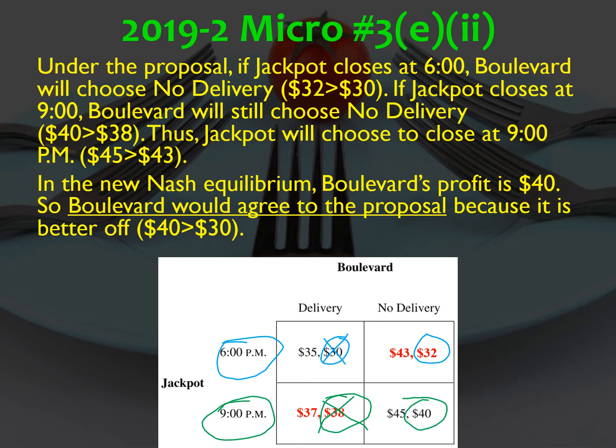So in the new Nash equilibrium, Boulevard's profit is 40 bucks because Boulevard now has a dominant strategy of no delivery. If Boulevard chooses no delivery, Jackpot is going to choose to close at 9 o'clock. So Boulevard would agree to the proposal because under the old Nash equilibrium, they were only going to get $30 of profit, but with the new one, they're going to get $40 of profit.